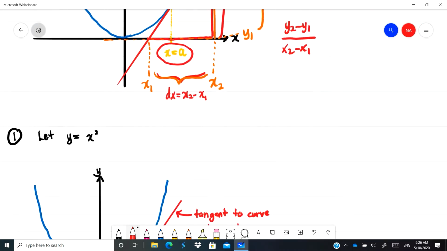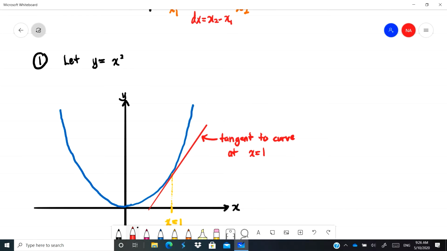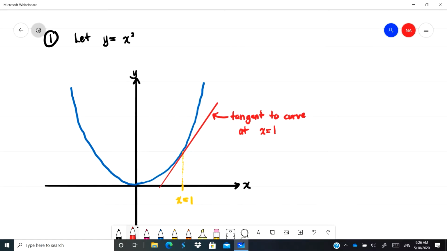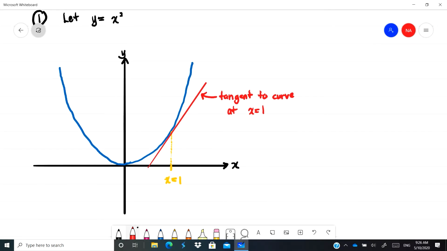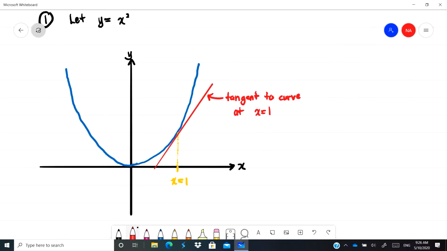If you can't see this, never mind. Let's look at equation number 1. Suppose we have y equal to x squared. Now we want to find the gradient. Firstly, we focus on x equal to 1. It can also be at x equal to 2.